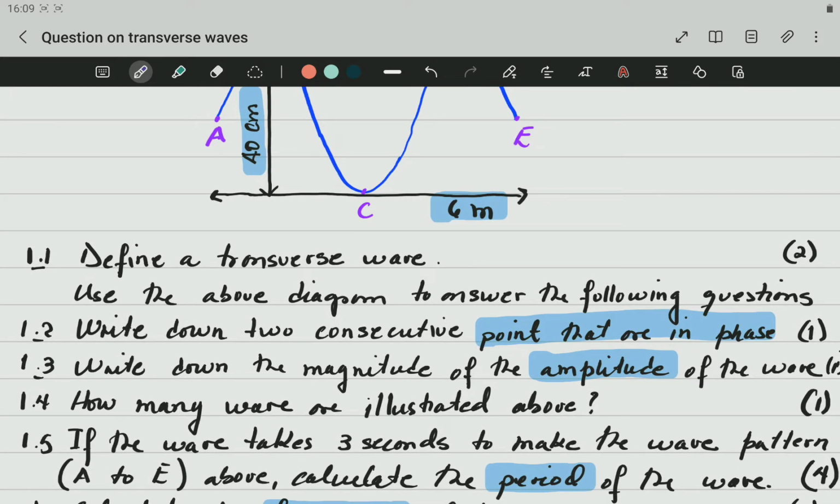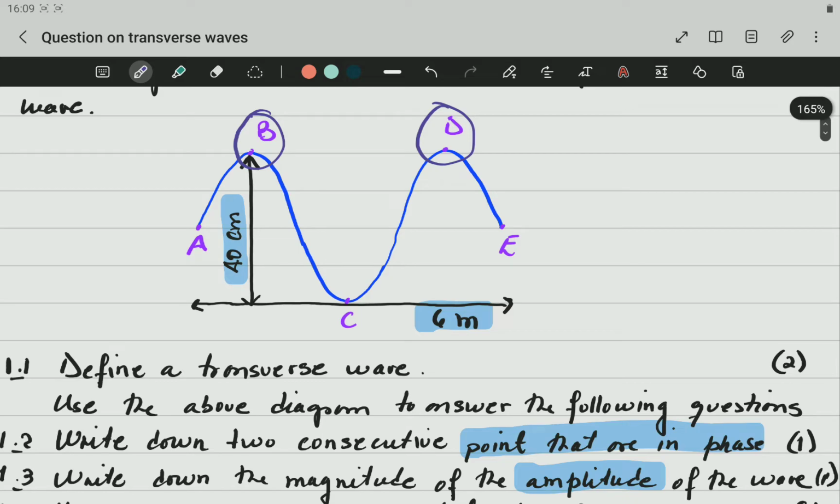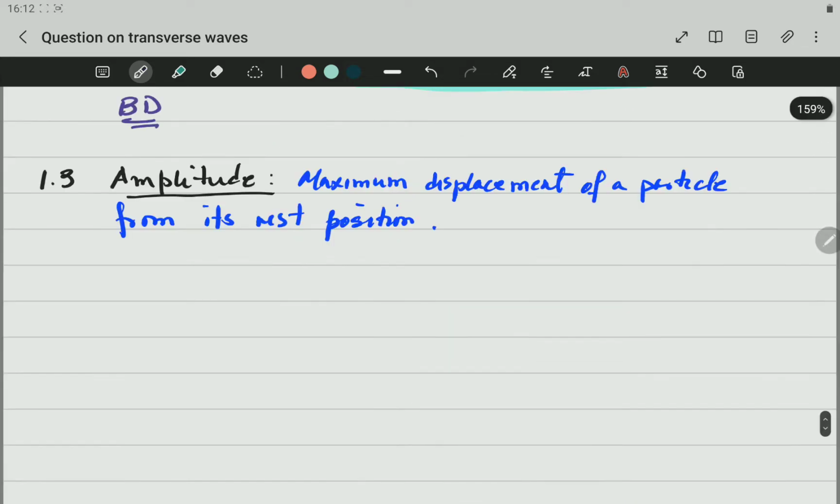Write down the magnitude of the amplitude. Now, what is amplitude? Amplitude is the maximum displacement from rest position to either the peak or the trough. Okay? So amplitude is the maximum displacement of a particle from its rest position, or equilibrium position. In other words, it's how far from rest that particle goes either up or down as it moves in the wave, as the wave propagates.